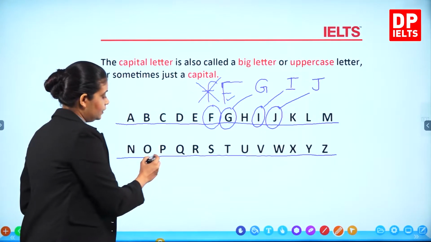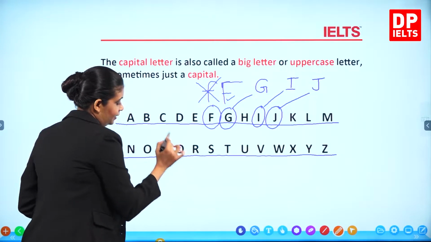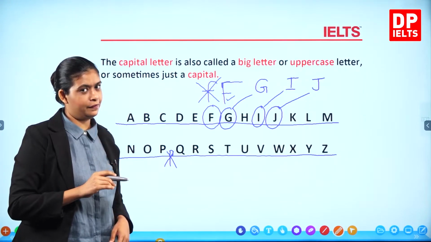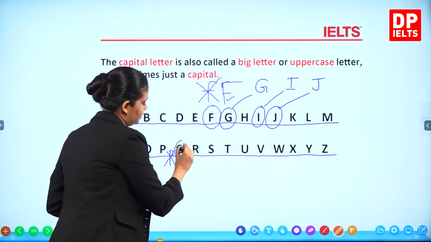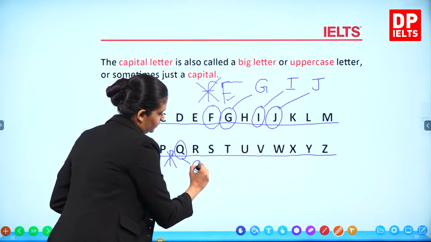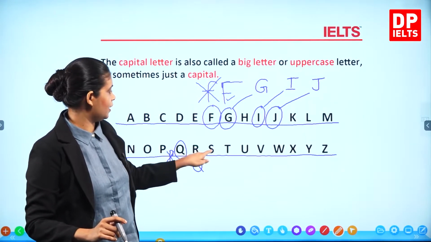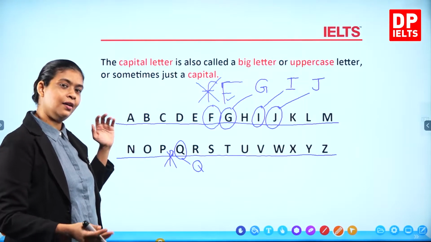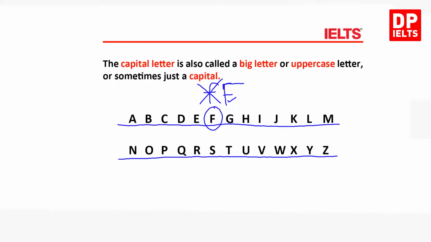P, again, have a look at it. It's above the line. If you write it below the line like this, it is not a capital letter and therefore it is wrong. Q, now some people write the Q like this. That's perfectly fine, not wrong. R, S, again, S has the same issue. It needs to be bigger than the other letters if it is a capital letter. S, capital S, big letter.